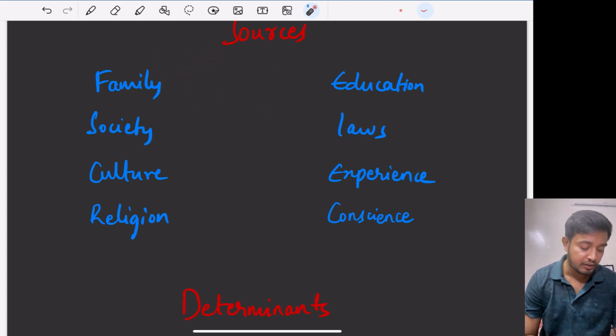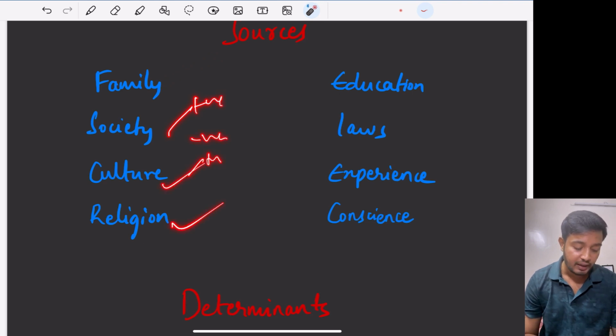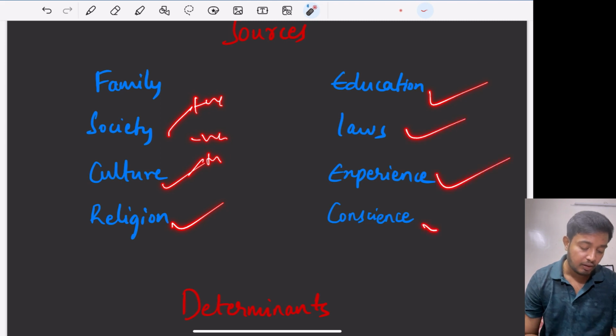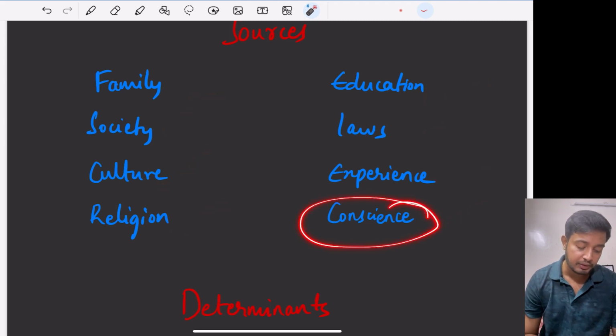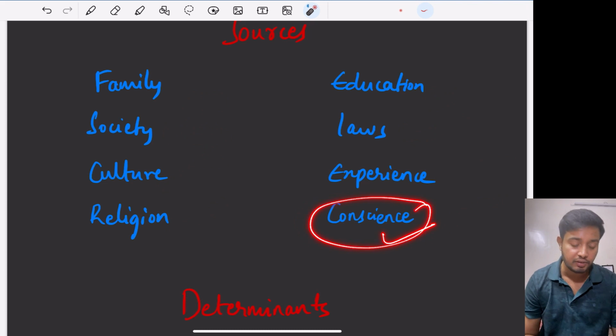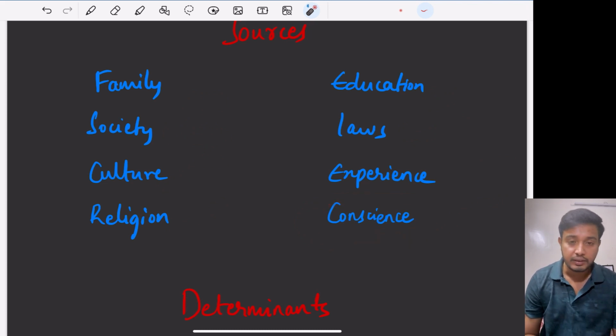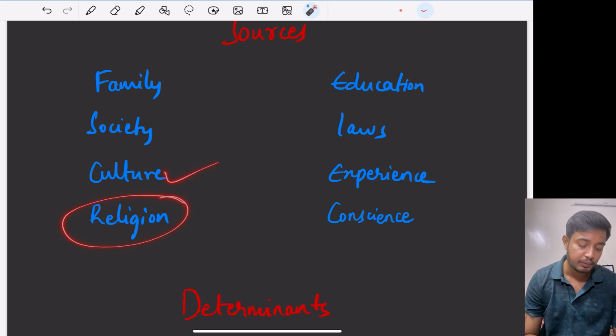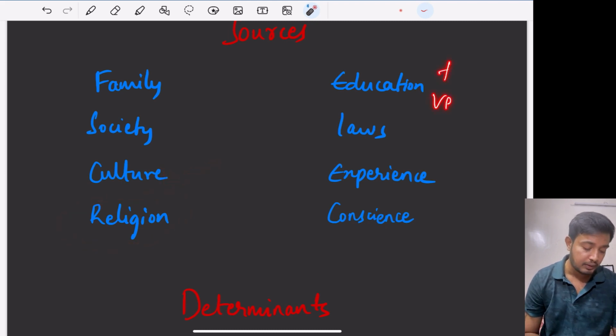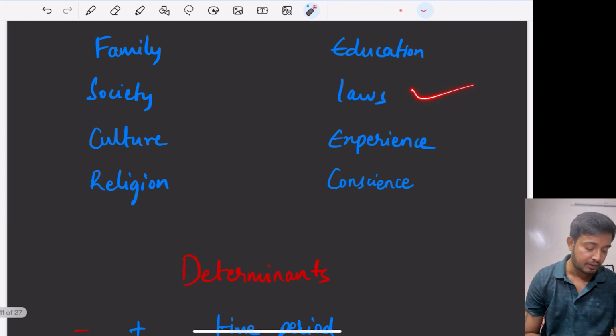Again, society: what are the positive things which you learn, and the negative things which you learn? Again, positive things from culture, religion, education, laws, experience, conscience. All these you need to have. Whenever there is a specific term, you need to have a definition. Conscience is that inner voice which tells you whether what you are doing is right or wrong. Religion, culture, for all these you need to have positive and negative with examples. For laws, you can use the definition of Thomas Aquinas.